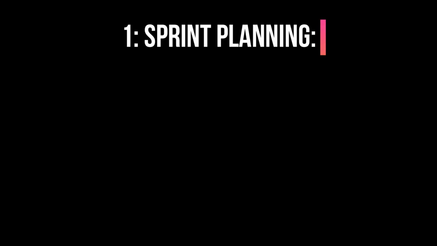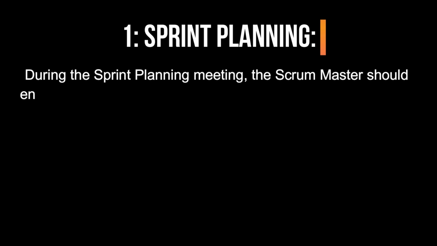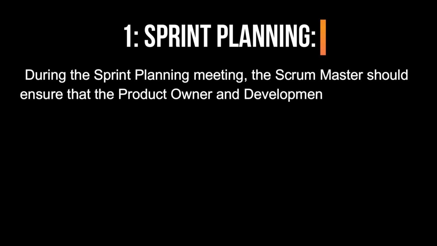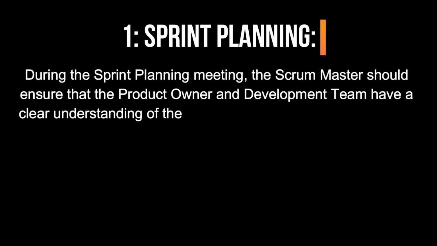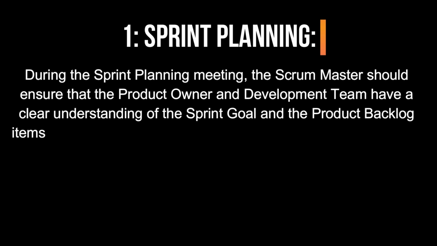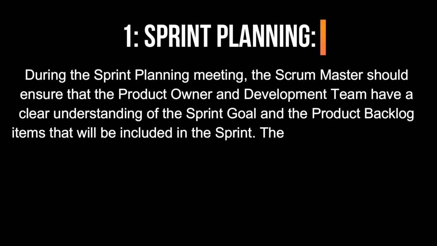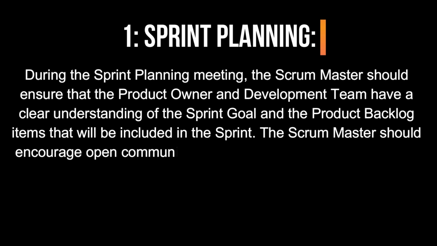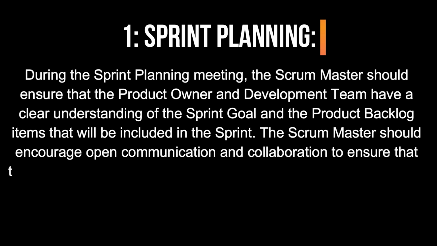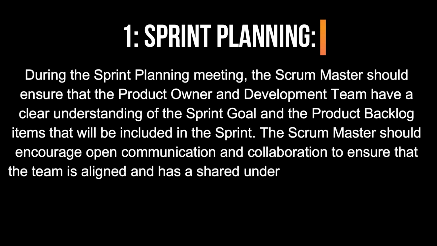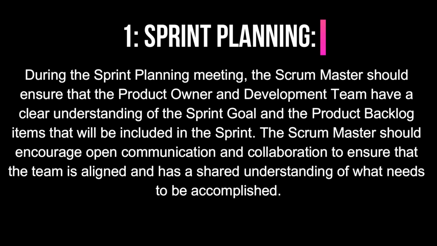1. Sprint planning. During the sprint planning meeting, the Scrum Master should ensure that the product owner and development team have a clear understanding of the sprint goal and the product backlog items that will be included in the sprint. The Scrum Master should encourage open communication and collaboration to ensure that the team is aligned and has a shared understanding of what needs to be accomplished.